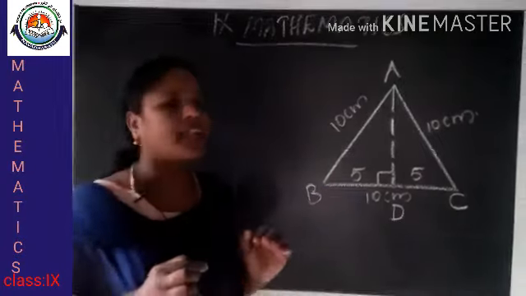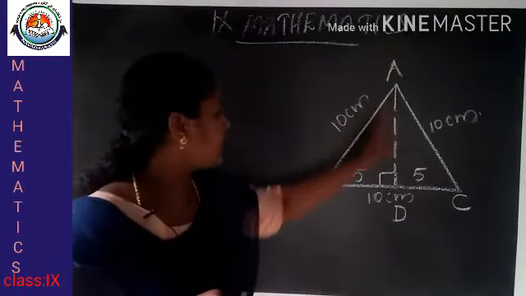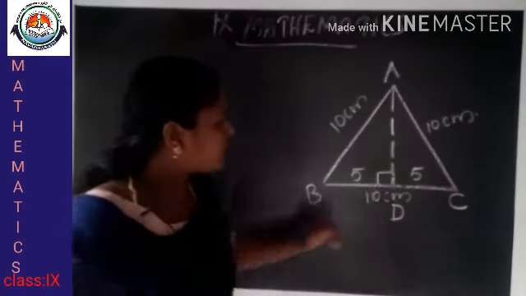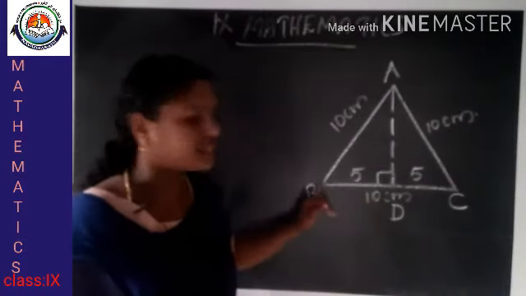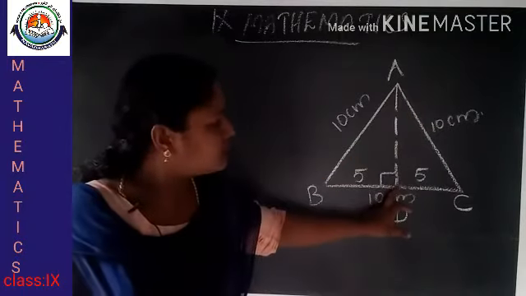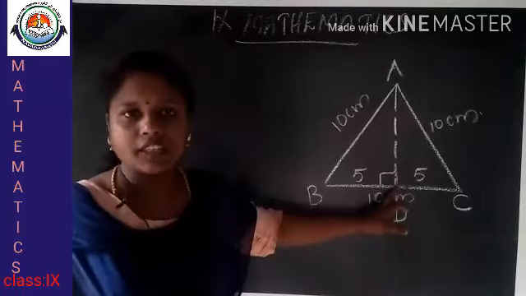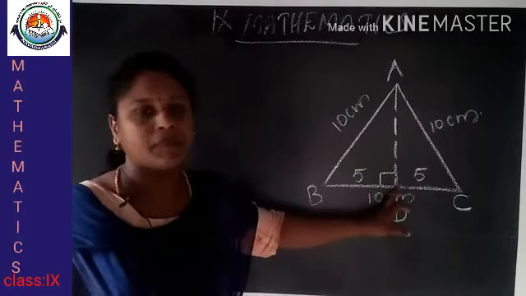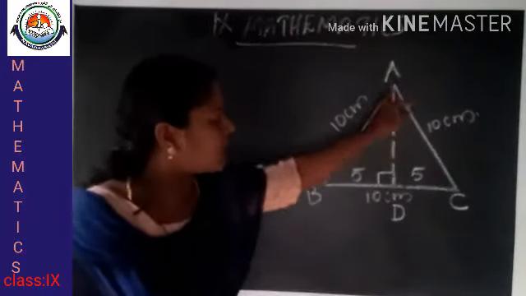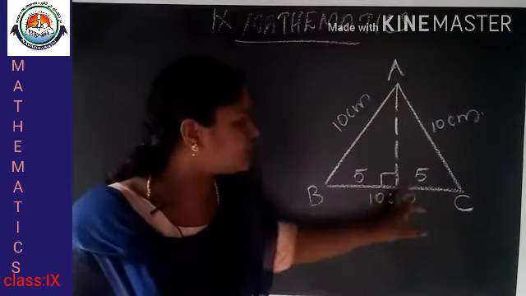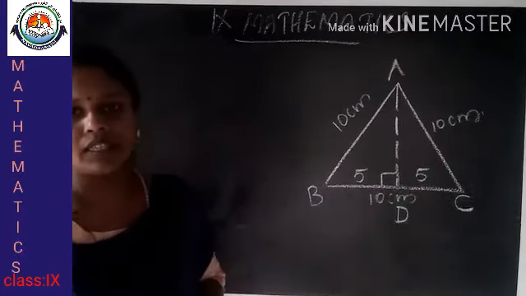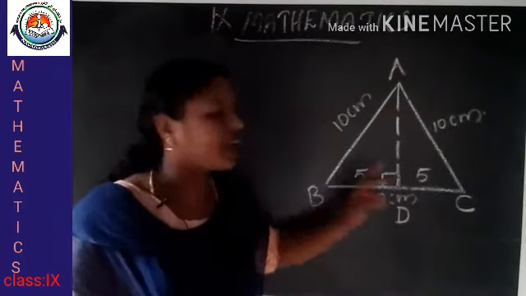Now we have a right angled triangle ADB. For this right angled triangle, its base is 5 centimeter. Where did you get that 5? It is the height. Height means perpendicular distance, and this is an equilateral triangle, therefore this height is dividing this base into two equal parts. So each side will be 5 centimeter and we need to find this height.